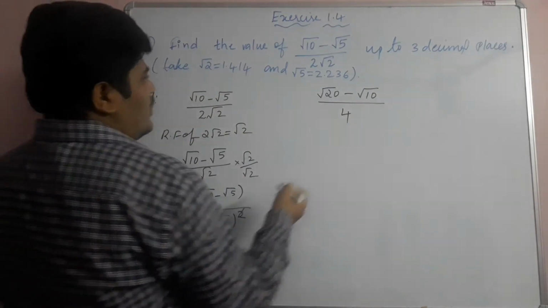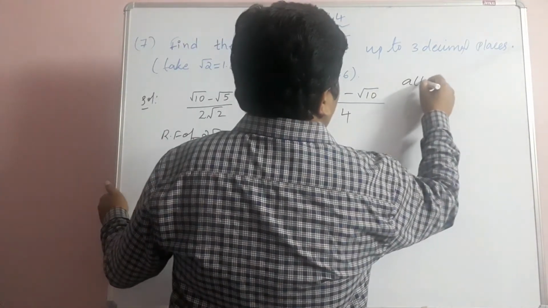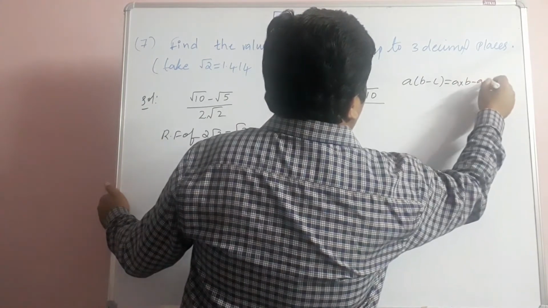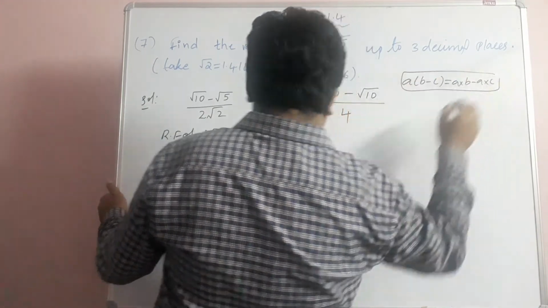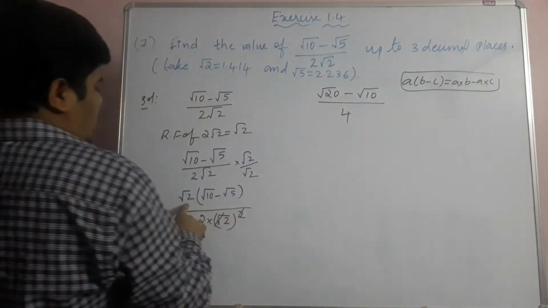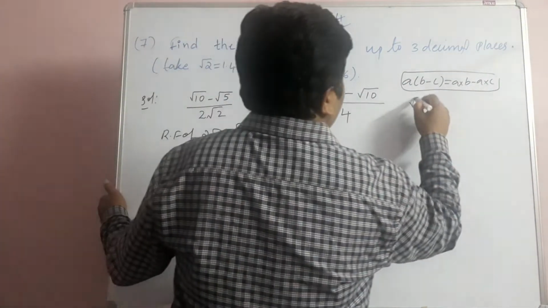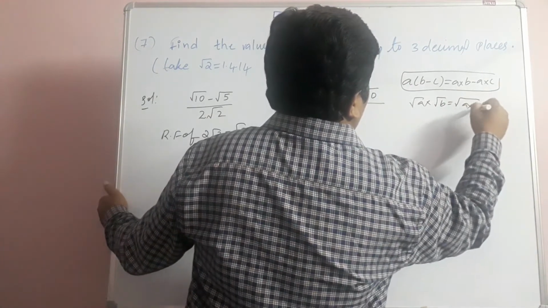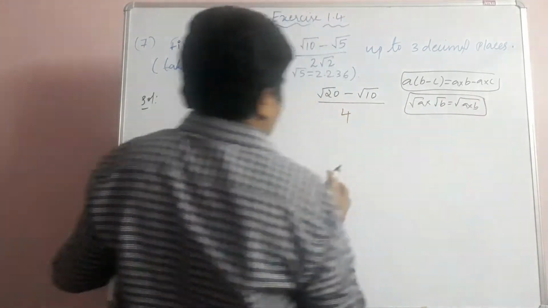Okay, so whatever property we used here, I am mentioning here: a of (b minus c) is equal to a into b minus a into c. So this property I used to solve this. And next, root a into root b. Root a into root b is equal to root of a into b. So these two formulae we used here.